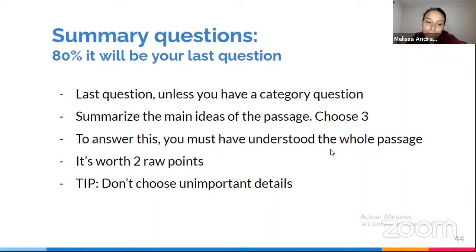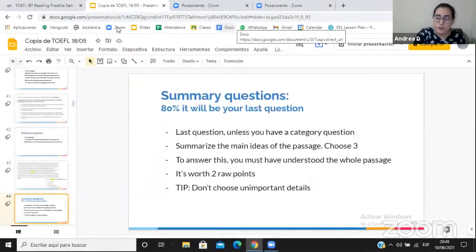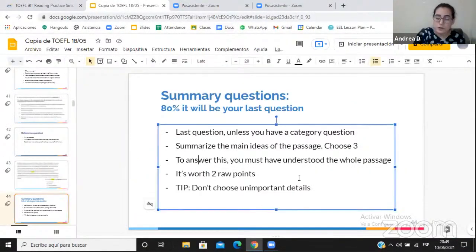Okay, that's good. So we're now in the last question, the summary question. It's always the last question. You're asked to summarize the main ideas of the passage, and you actually have to choose 3. They give you like 6 options, and you have to choose 3 of them to summarize the entire passage.